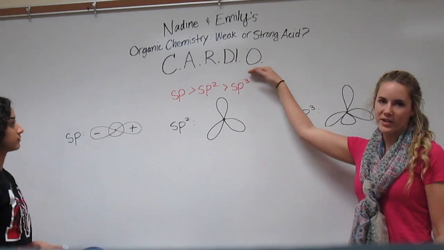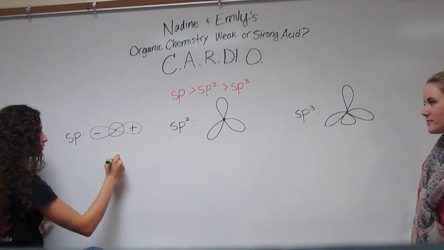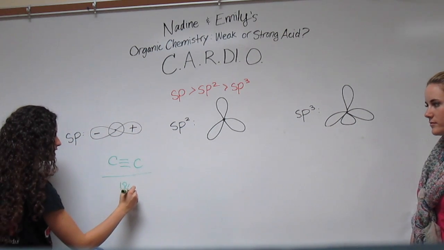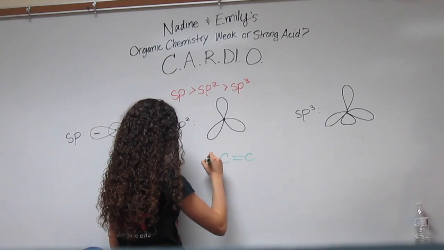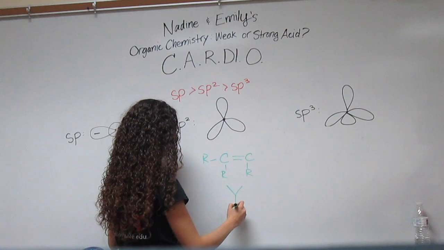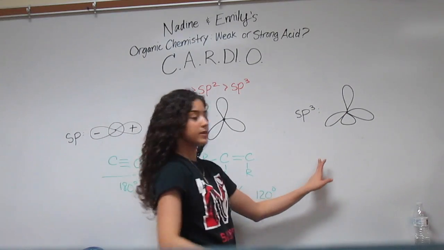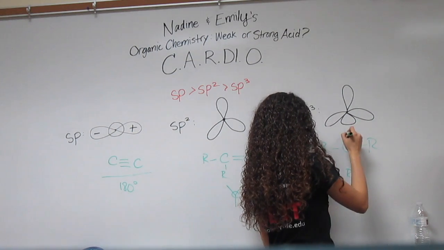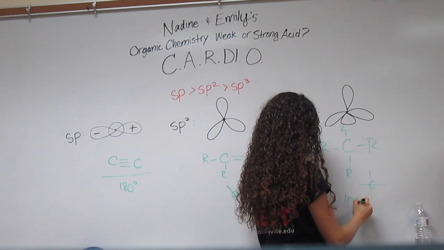The O in CARDIO stands for orbitals, and Nadine's going to give you some examples. In sp, for example, you have the C triple bond C, which is linear, and the bond angle is 180 degrees. sp2, an example would be a C double bond C, where your bond angle is 120 degrees. In sp3, you have your C where your bond angle is 109.5.